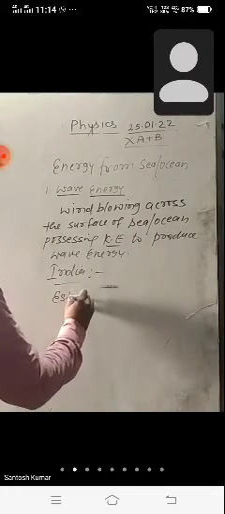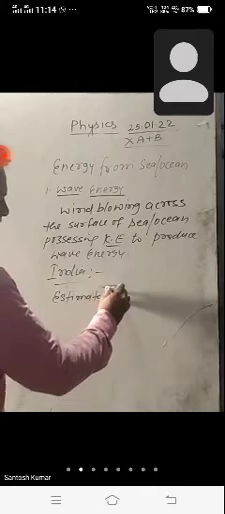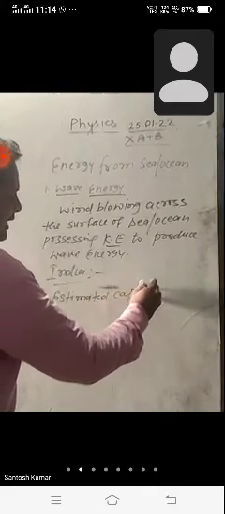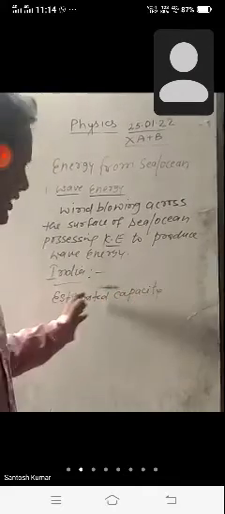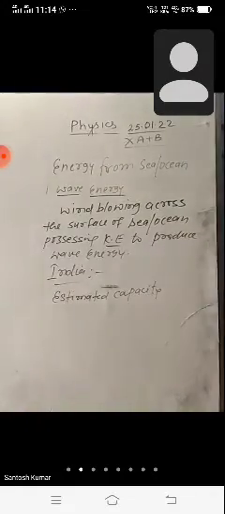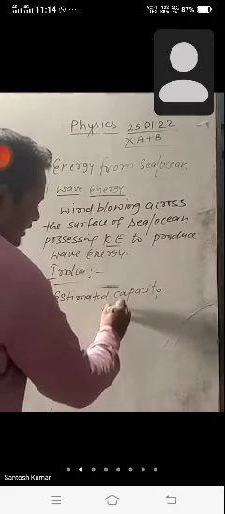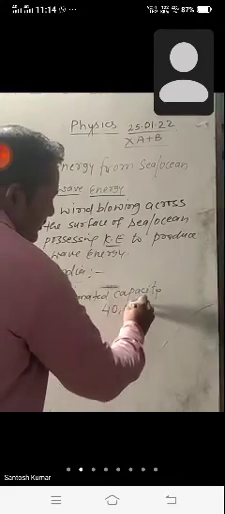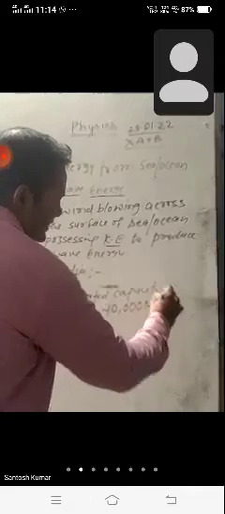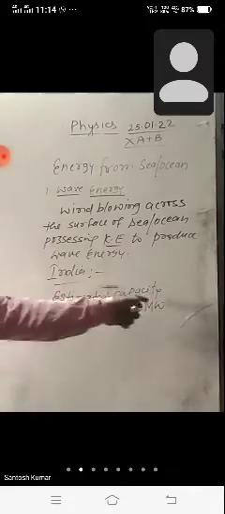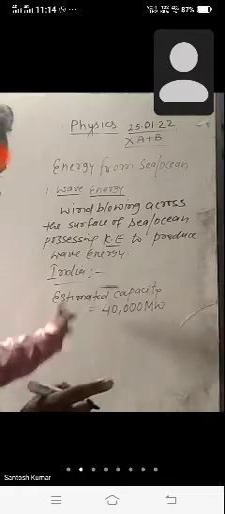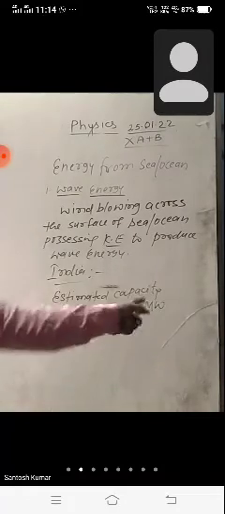So the estimated capacity, if our country utilizes its whole potential, what will be the estimated capacity to produce? It is about 40,000 megawatt. Take care. This is the estimated capacity of our country, if we use our whole potential.